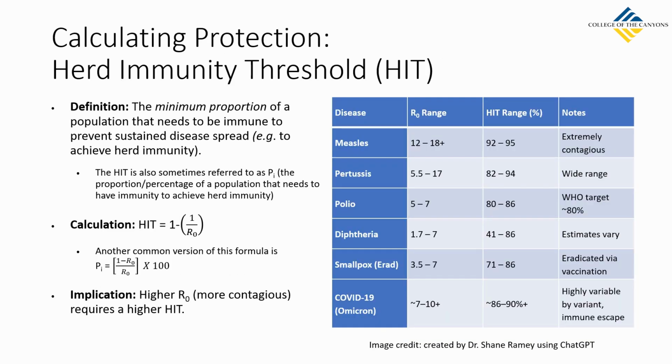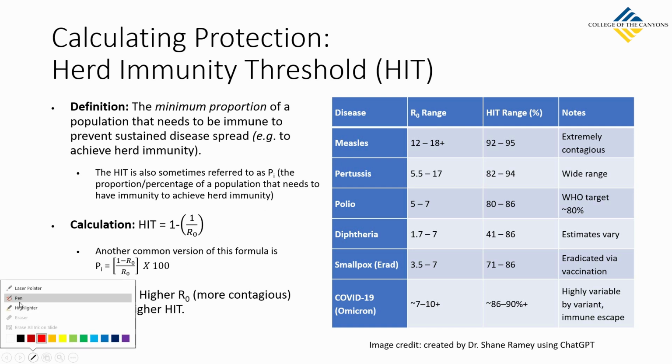So some examples of these R naught values. If we look at this table here, for example, the measles. Let me turn this on, my pen.